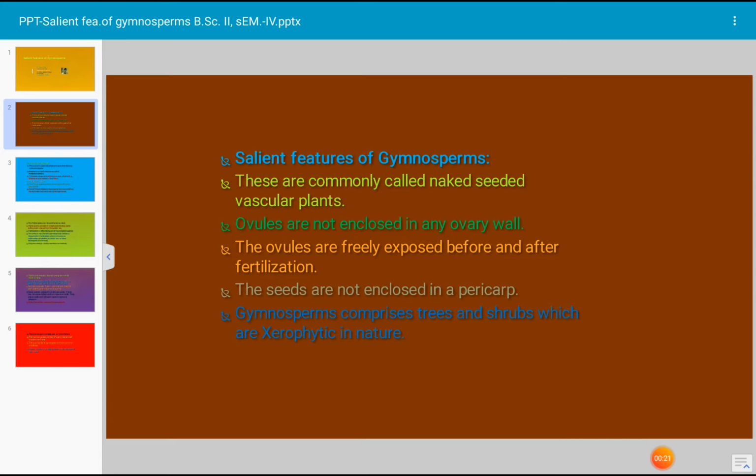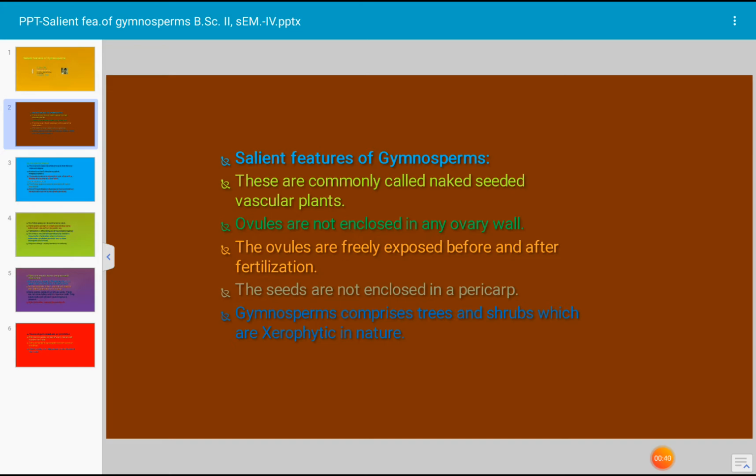The ovules are not enclosed in any ovary wall in the case of gymnosperms. The ovules are freely exposed before and after fertilization. The seeds are not enclosed in a pericarp.